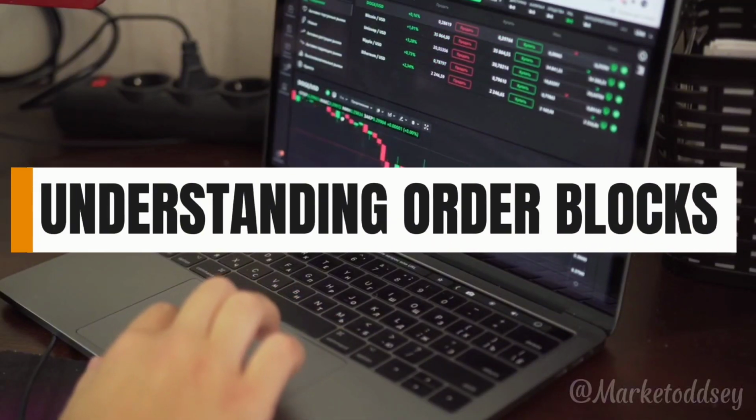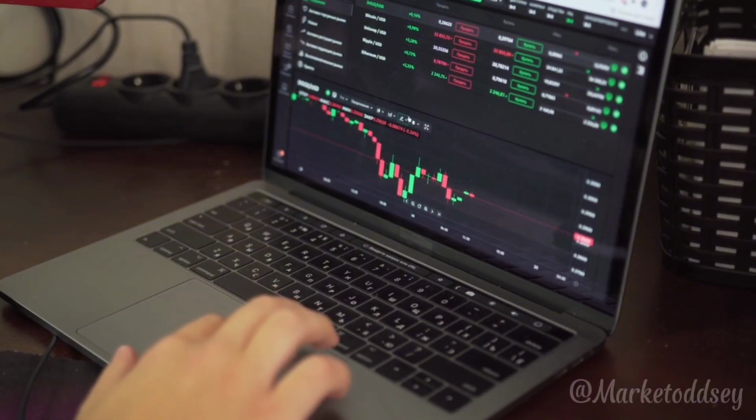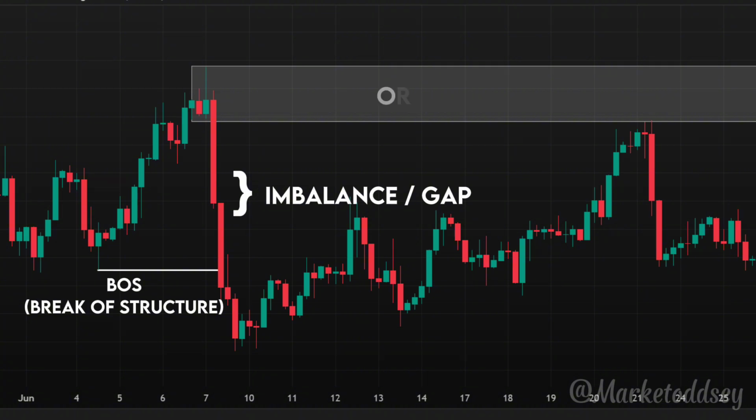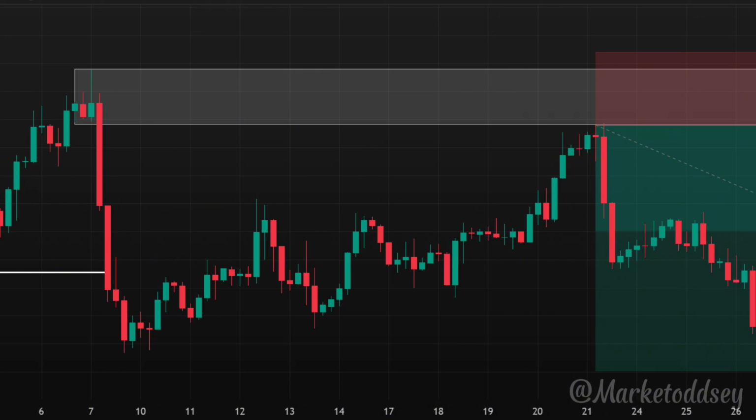Understanding order blocks, a simple guide to smarter trading. Welcome. Today, we're diving into a concept that's crucial for making informed trading decisions: order blocks. Whether you're new to trading or looking to sharpen your skills, this guide will break down what order blocks are, why they matter, and how to use them effectively. Let's get started.